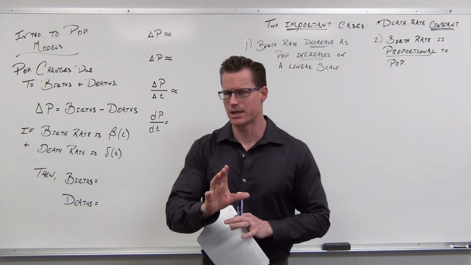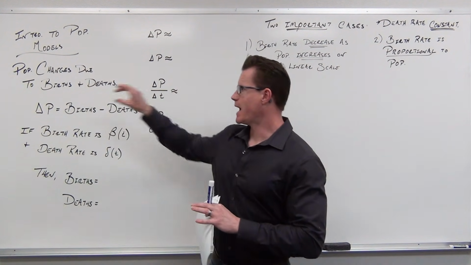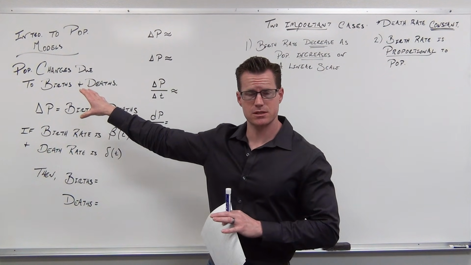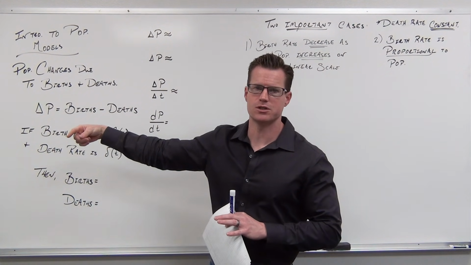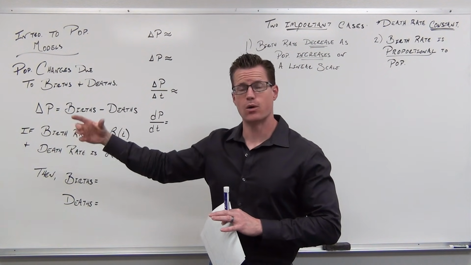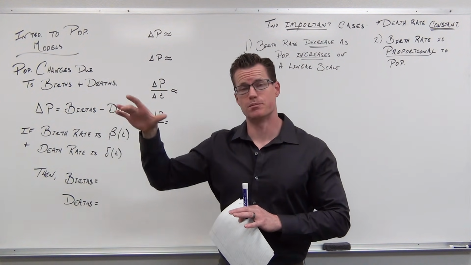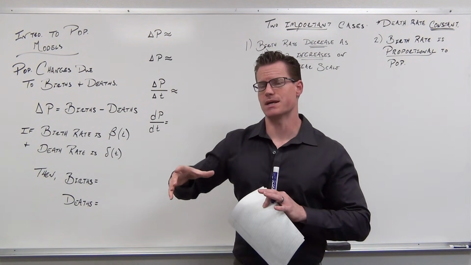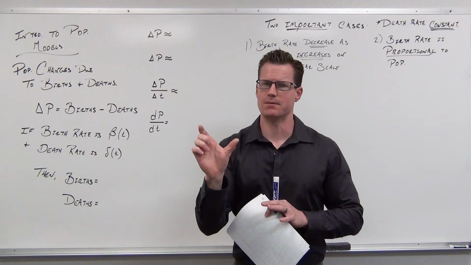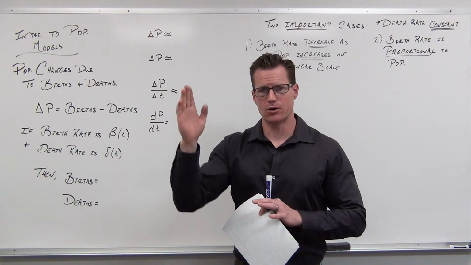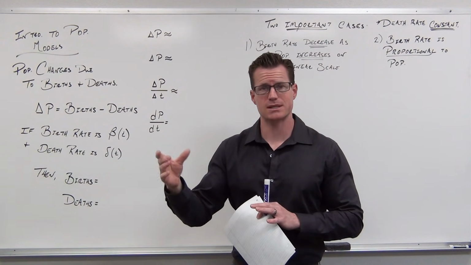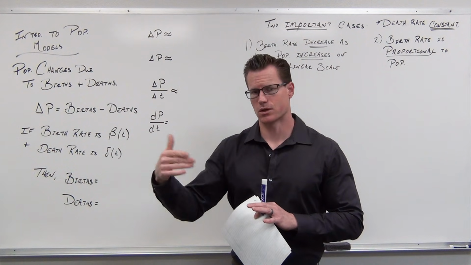Let's do a little bit of a recap here. We're going to be talking about how population changes. It's going to be a derivative in just a minute with respect to time. How a population changes is related to the births we have and the deaths we have and the difference between them. So if births are outpacing deaths, if the birth rate is outpacing the death rate, our population is going to climb.